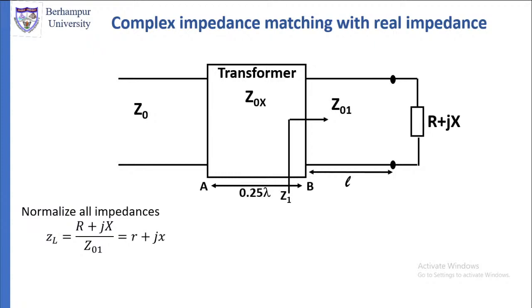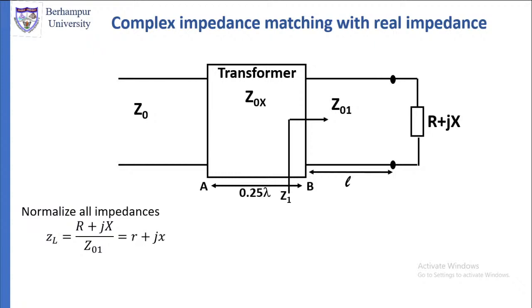We started with the first one, in which we tried to match a real impedance to a real impedance, and for that we saw that the quarter wave transformation is the simplest technique. It's a very simple technique. Using quarter wave transformation, we can match one impedance to another when both are resistive or both are real. So two real impedances can be matched using quarter wave transformation. That we saw.